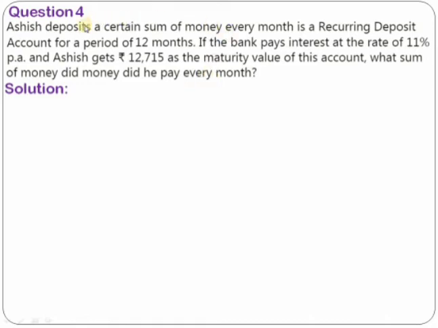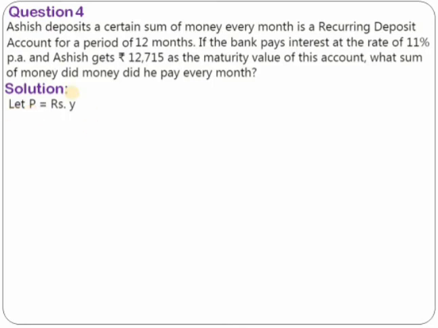Okay, so there's a person by name Ashish who starts an RD account in a bank for 12 months. So basically the number of months, n, is given to be 12 here. Rate is given to be 11. And this is the maturity value. You are asked to find what sum of money he paid every month. That means he is asking for the monthly installment, isn't it? So we are asked to find the value of P.